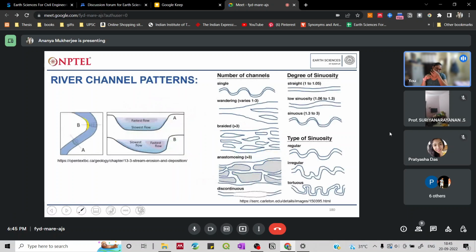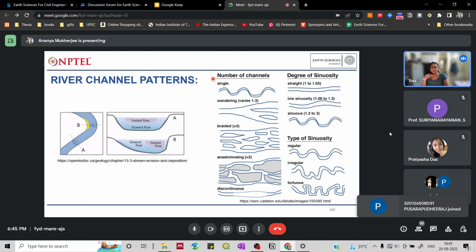Now we come to river channel patterns. As you can see in the right hand side figure, there are different classifications of the channel patterns. First we learn about the number of channels. So there is single, then there is wandering, there is braided, and there is anastomosing. The single one happens at the youth stage, or near the source of the river.